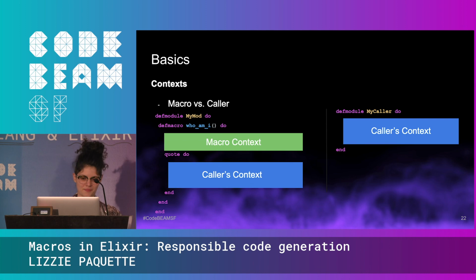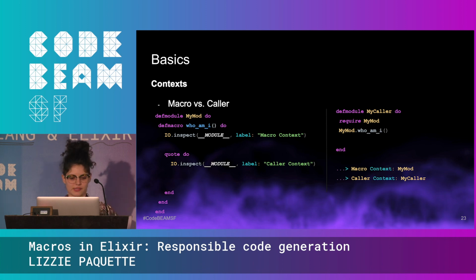Contexts. So I was talking about caller context and macro context a little before, but you have to be aware of these two contexts. One is the macro context. That's happening before the quote block. And then the stuff inside the quote block is happening in the caller's context. And I put the caller on the right-hand side, maybe your left.